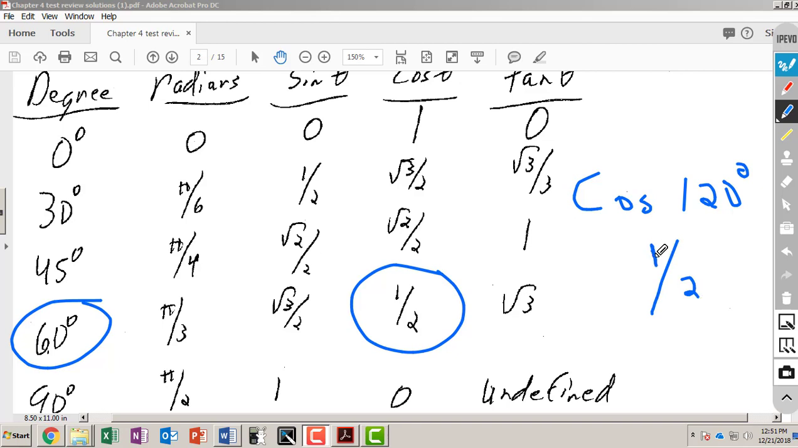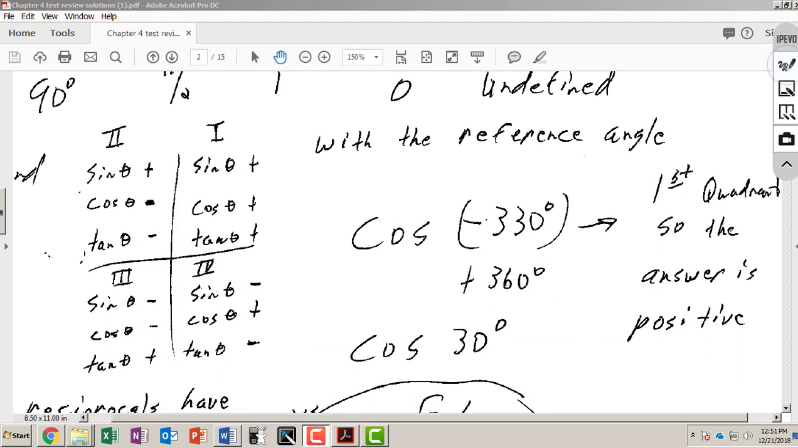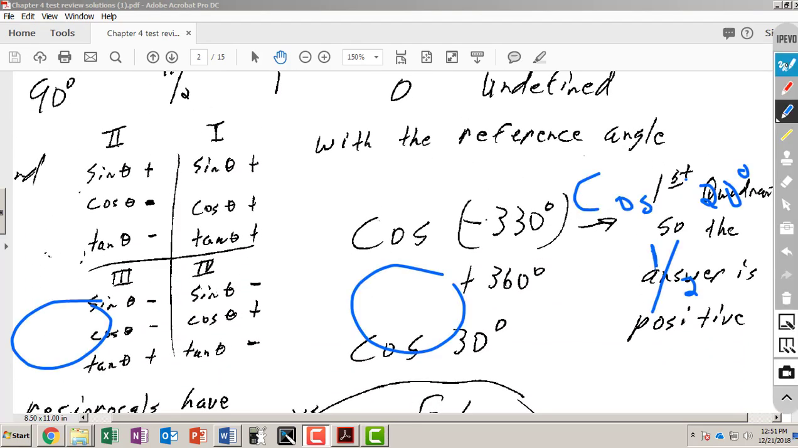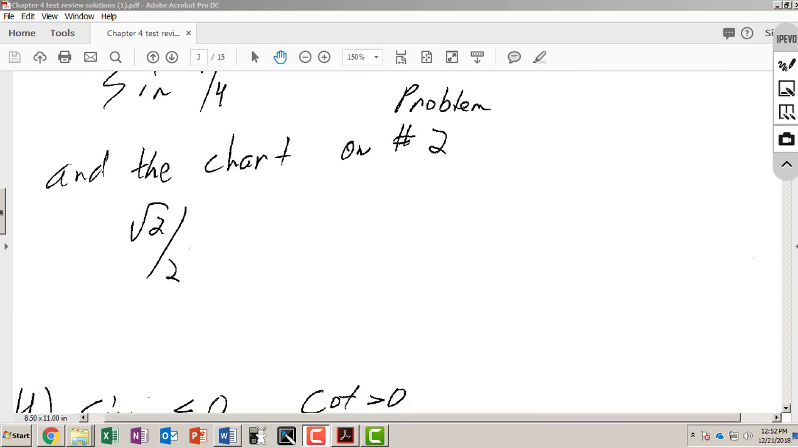But now I got to check my other chart to see if it's positive or negative. So I'm going to scroll up to this other chart right here and see if that comes out to be positive or negative. So we are looking at 120 degrees. Since we're looking at 120 degrees, here is 90, here's 180. So 120 is going to be falling somewhere right in here, and I notice the cosine is negative at that particular point.